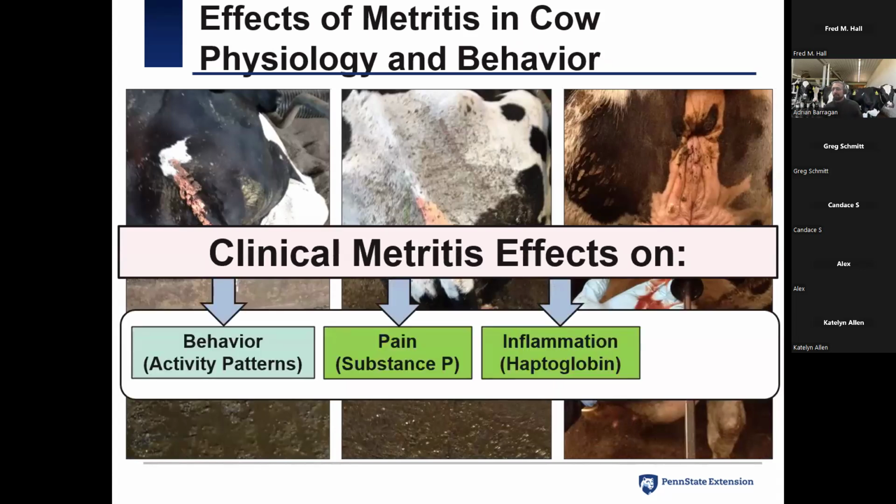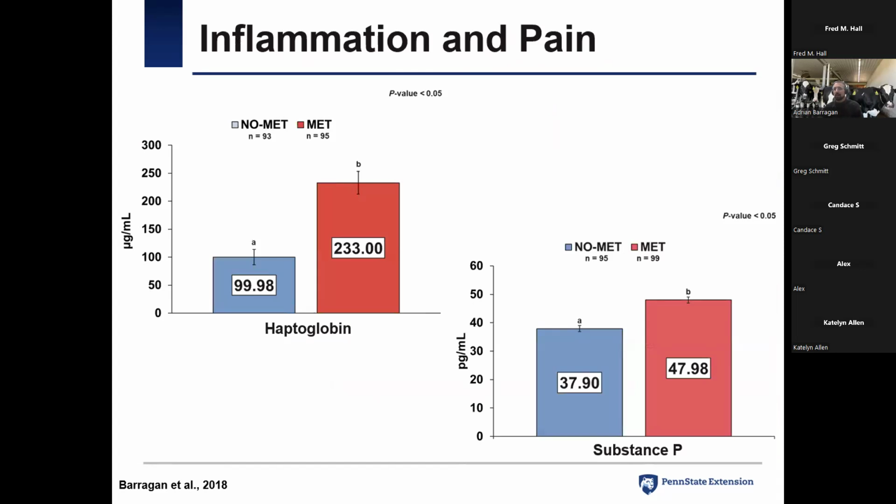I mean, there are effects on many areas that you can think of: behavior, pain, inflammation, stress, performance, right? Here's some data from a study we published in 2018, where we compare healthy cows in blue to metritis cows in red. This was a cross-sectional study, so one snapshot of diseased or healthy cows, and you can see higher inflammation and higher substance P, which is a nociceptor of pain. So it's pain and inflammation. Both markers were elevated in animals that have metritis compared to normal vaginal discharge animals.